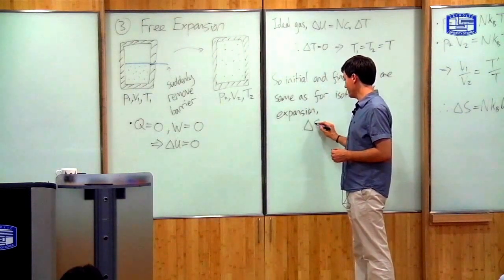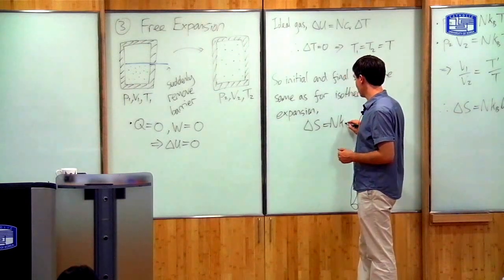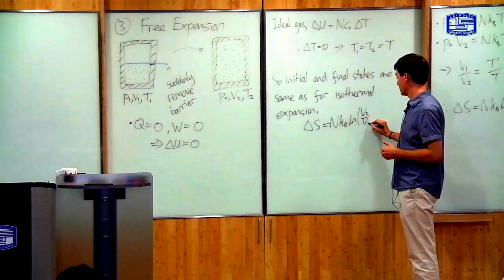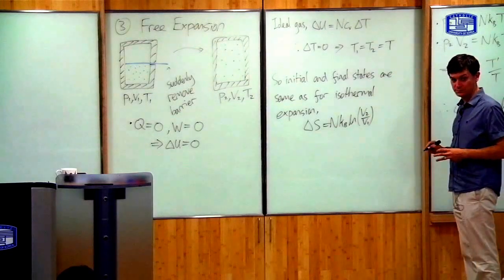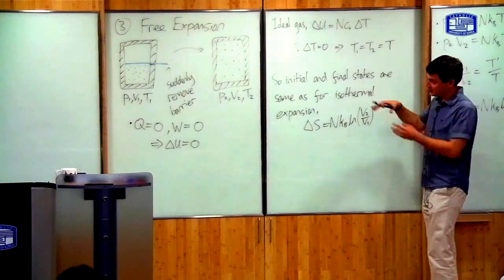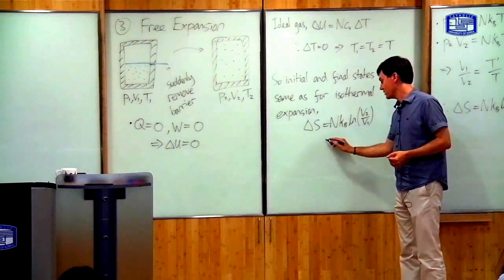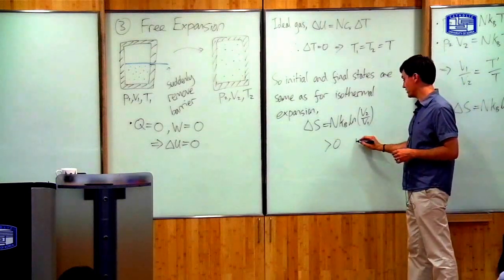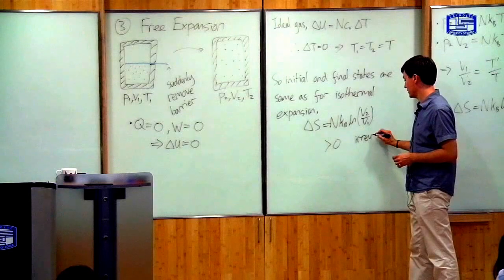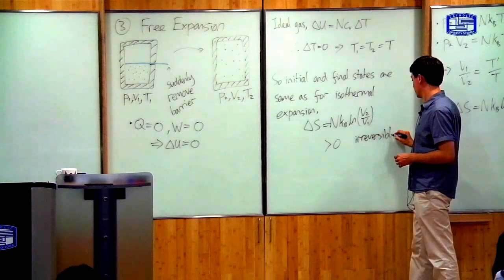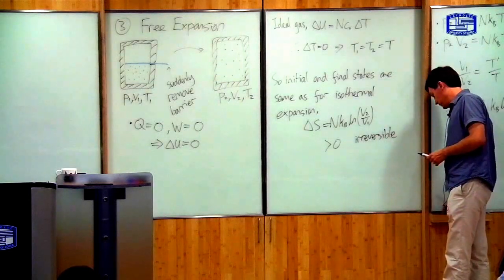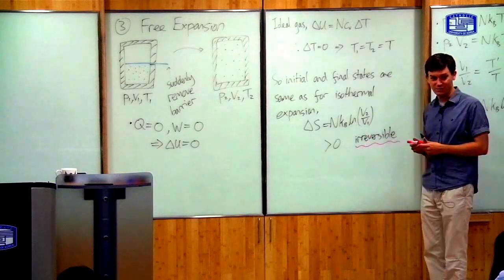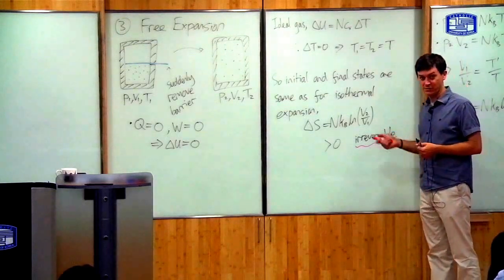which we calculated already, delta S is NkB log the ratio of volumes. Now in this case it expands, so V2 is greater than V1, so this is strictly greater than zero, and therefore the process is an irreversible process. Change in entropy is greater than zero, so the process is an irreversible one.